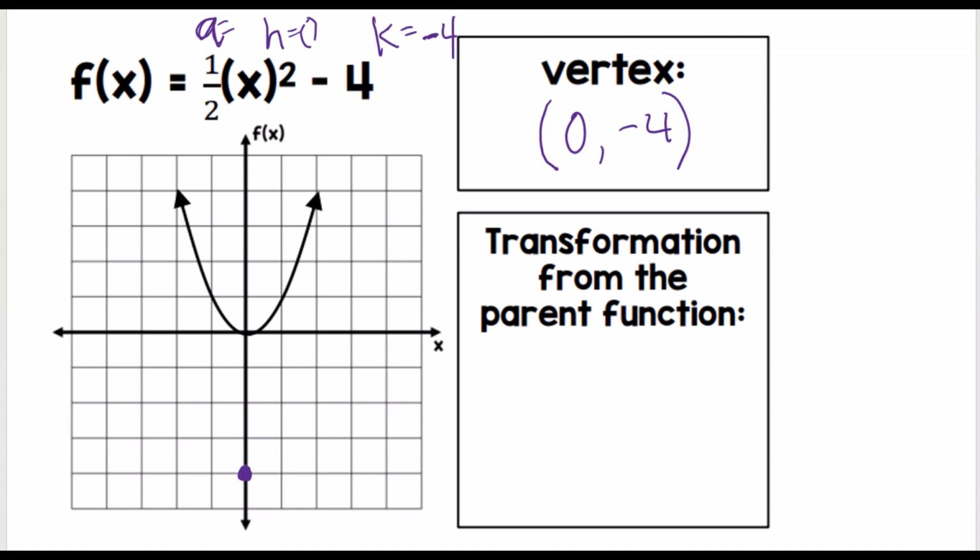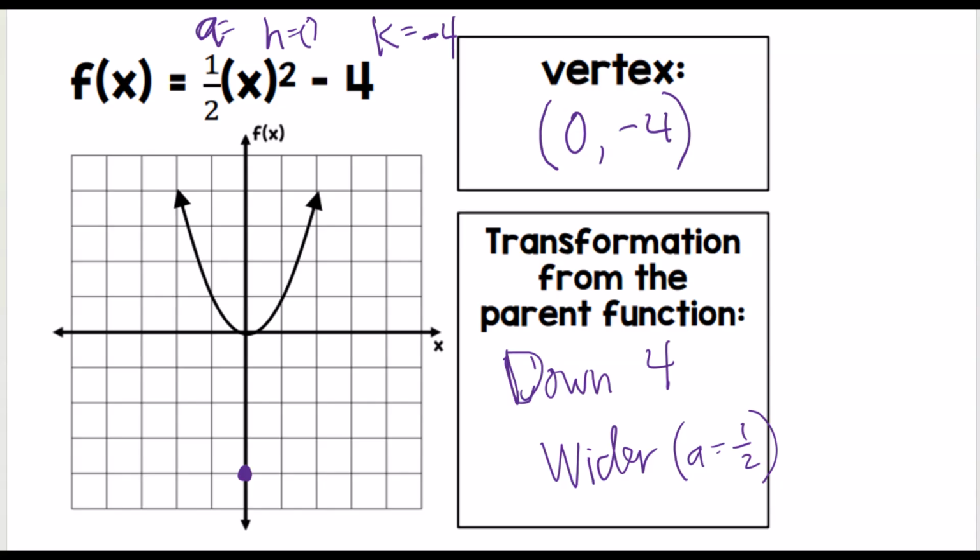Now, is this 1/2 going to make it wider? Wider, okay? So it's going to make it wider. Is it going to flip it down yet? No, because it's a positive A. So then transformations, we want to say it went down 4 and wider, because A is 1/2. So we just want to make it more wide when we graph it.